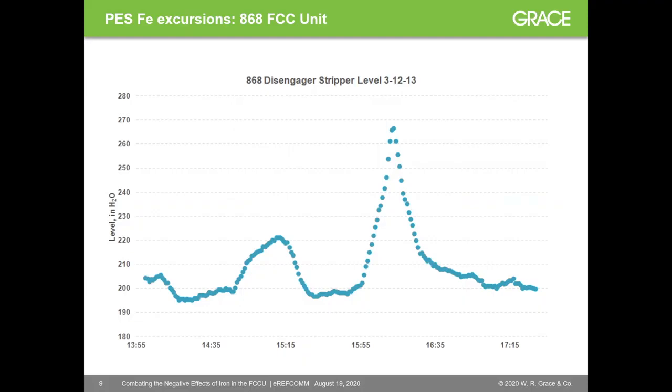The 868 unit is a full-burn unit with the disengager located above the regenerator. In this design, the catalyst traveled from the disengager stripper down a large internal catalyst standpipe to a plug valve before entering the regenerator. The fluidization disruption in March 2013 manifested itself in the form of an increase in disengager stripper level. The operations team were able to temporarily resolve the issue by reducing riser temperature and unit charge rate to slow down the catalyst circulation.